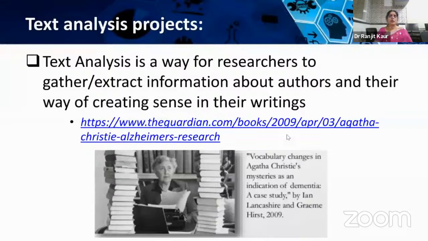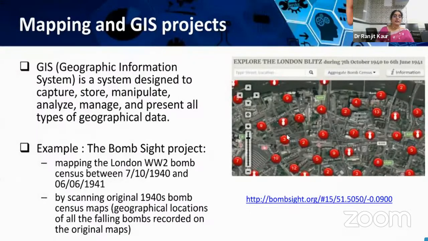The one I thought I should share with you is that Agatha Christie's text is analyzed. Through this text analysis, researchers gather and extract information about the author, as well as how they created a sense of writing, and why these themes are coming up and why they have used these particular kinds of writing, phrases or words.